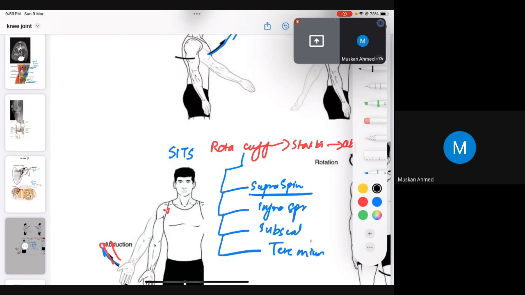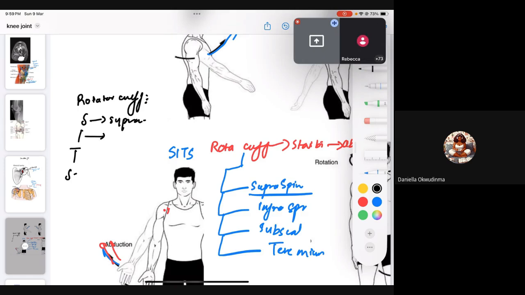We have four. Rotator cuff muscles. And what's the mnemonic for that? SITS, right? So we have four muscles. We have supraspinatus, infraspinatus, teres minor, and subscapularis.